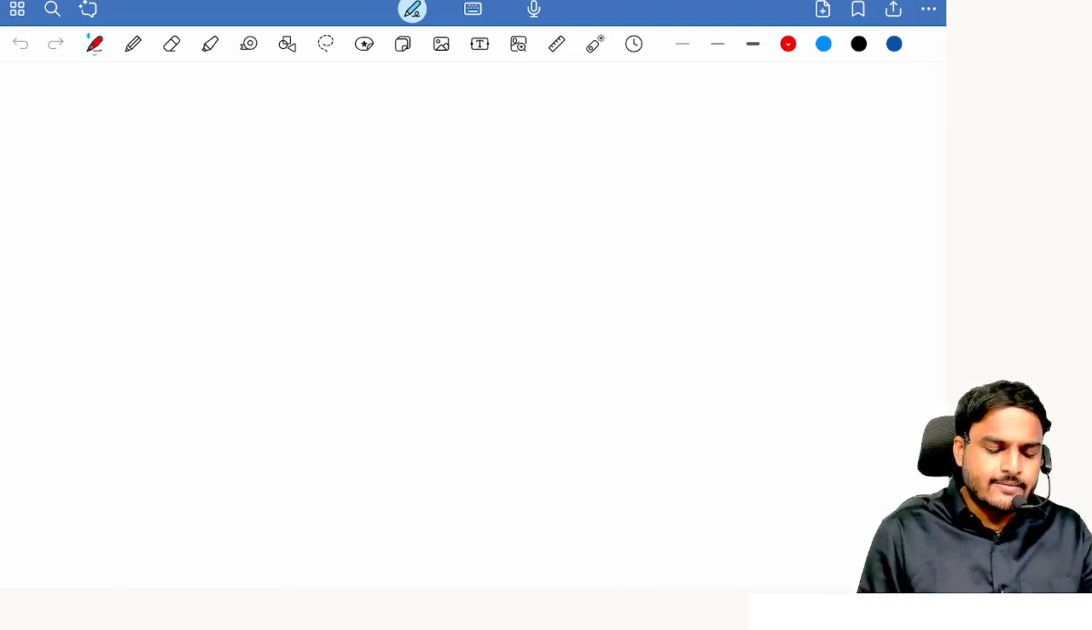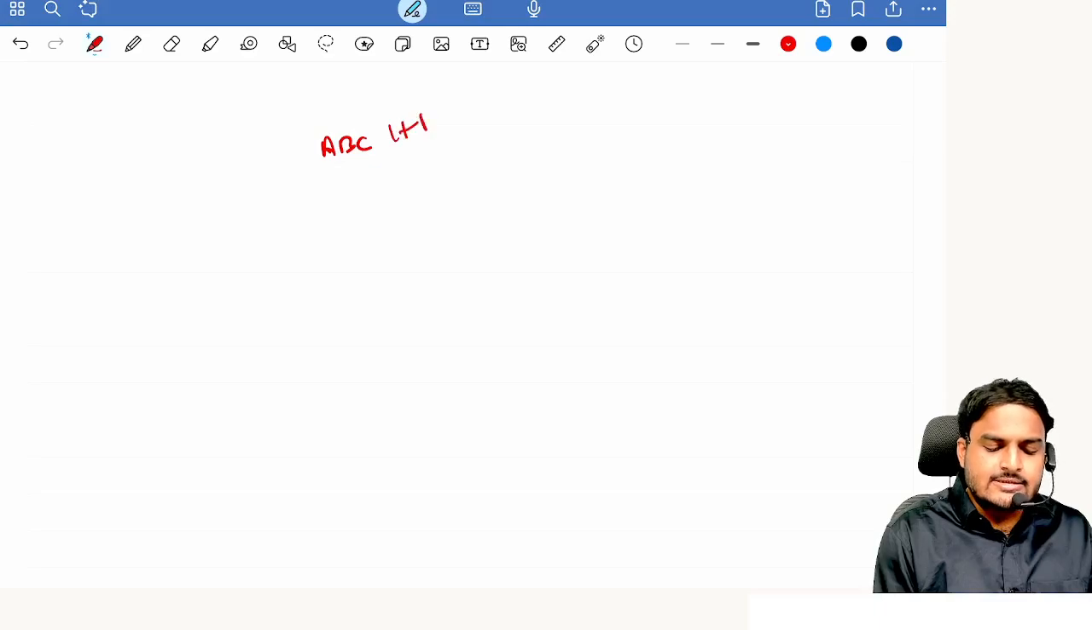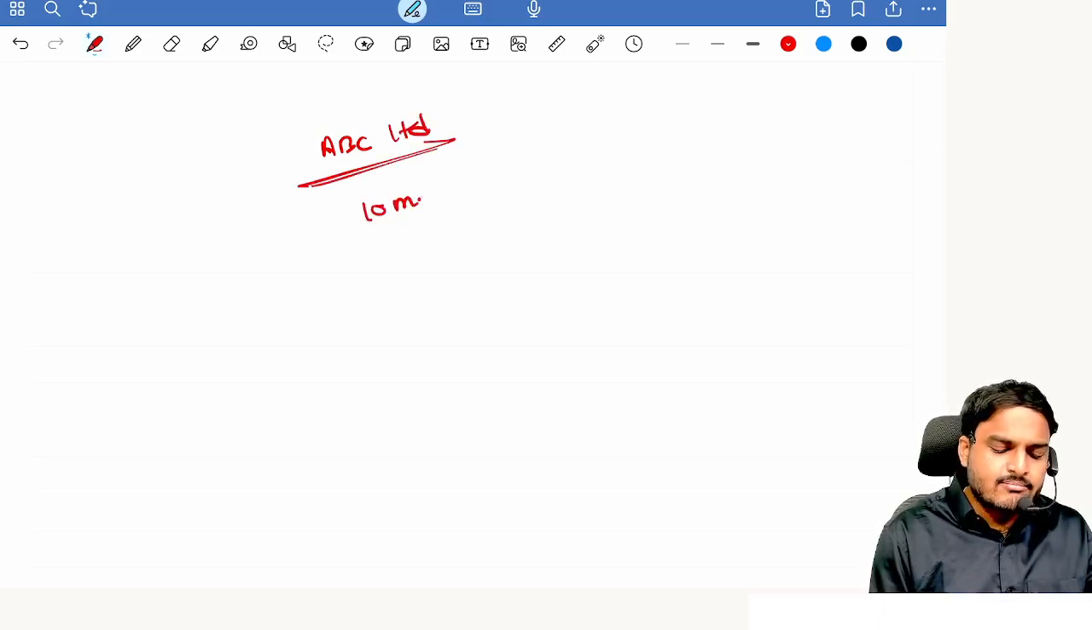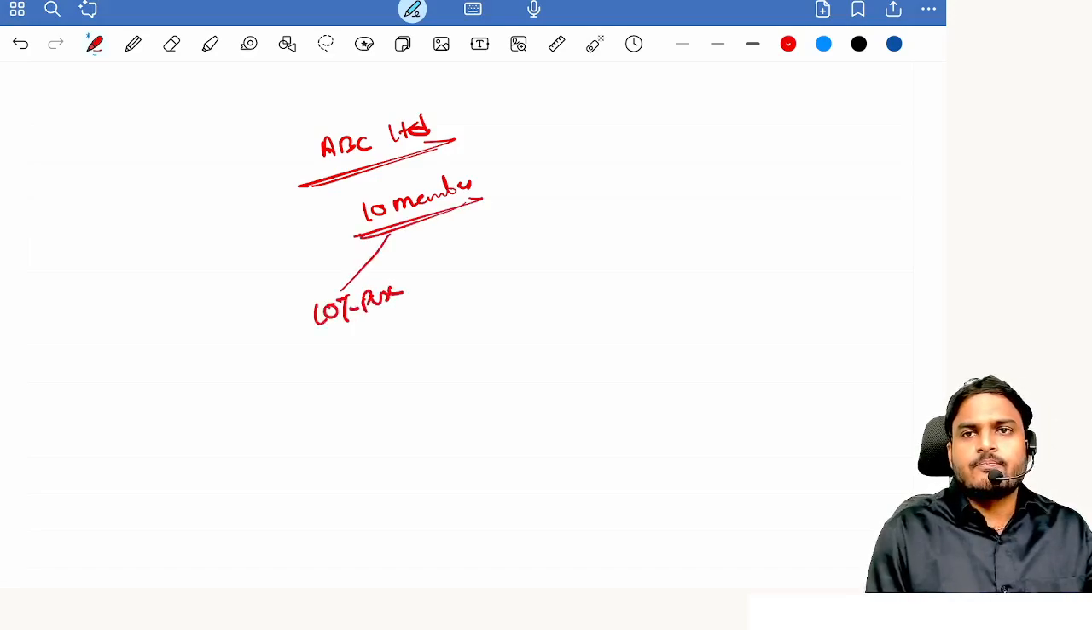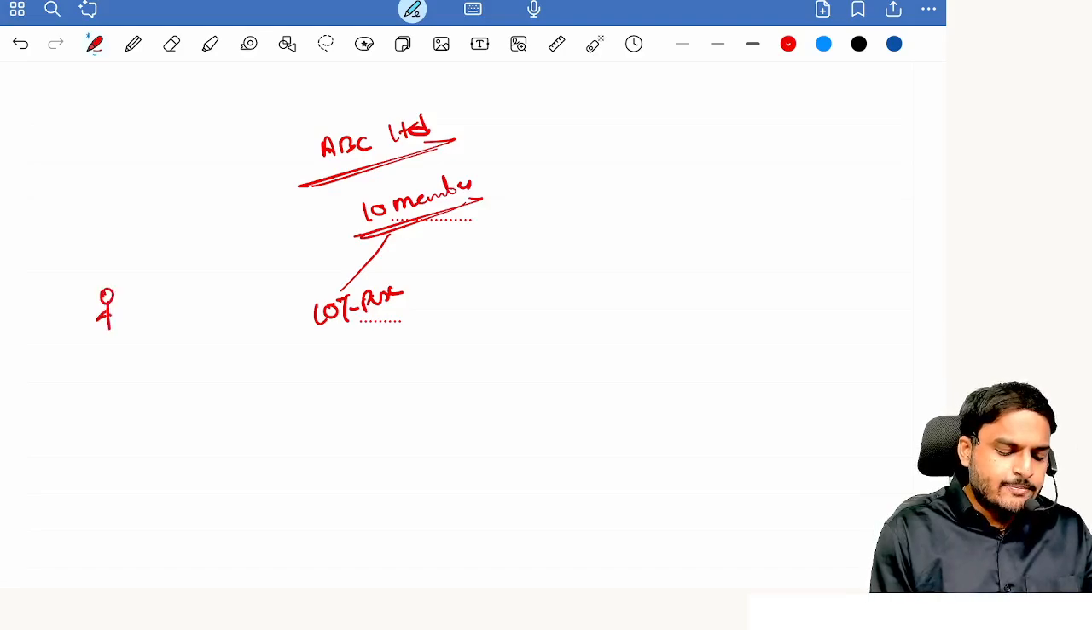Suppose in a company, ABC Limited, there are a total of 10 members. Each member is holding 10% of the paid up share capital. That means each and every person is having how much control? 10% control in that company.